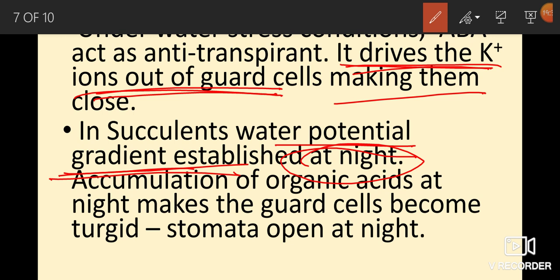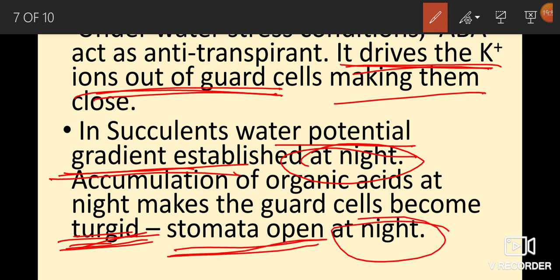So automatically they make the guard cells become turgid. When molecules enter into the guard cells, it makes turgidity, swelling. So automatically stomata open during night time. During daytime it is the opposite process: stomata are closed during daytime, and during night time stomata are open in succulents.